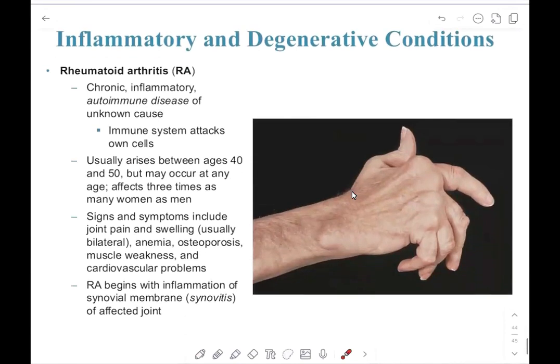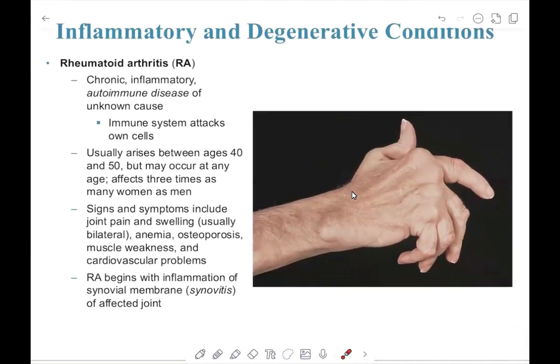The next type of arthritis is much more crippling. It's called rheumatoid arthritis. This is usually treated by a rheumatologist. You can see this hand is just super, super crippled. It's chronic, so it lasts a long time. It's not acute. And it's an autoimmune disease of unknown cause. So the immune system attacks its own cells. That's what the word autoimmune means. And you'll learn a lot more about that in A&P2.